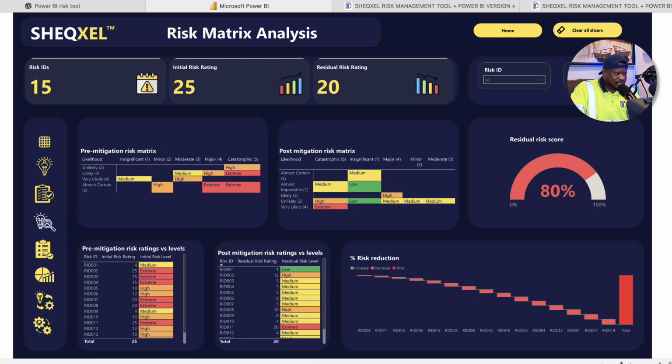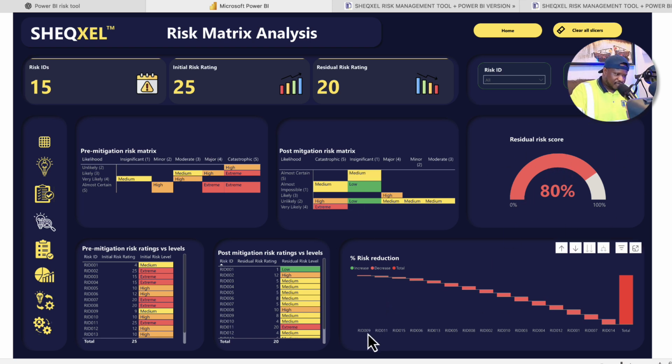We move on to the next, which is the risk matrix. So this one we are looking at after we do the combination of likelihood and severity and gotten the rating. We look at the risk matrix itself. So we are looking at pre-mitigation. What was the risk rating looking like? Post-mitigation, what was the risk rating looking like? There's also another form of viewing it where we'll have the rating by the levels, right? So pre-mitigation risk matrix based on the levels, right? And again, we have the risk score here.